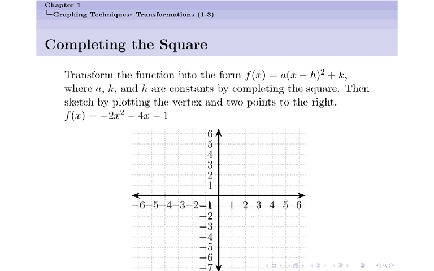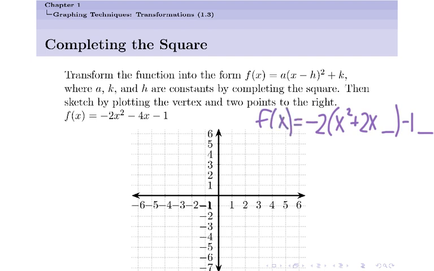When you're completing the square with an a value that's not equal to 1, remember you have to factor that out first. So you factor out your a value, you're left with x squared. Negative 4x divided by a negative 2 is a positive 2x. You leave your space, bring down the minus 1, leave your space again. All right, now you need to figure out what to put here. Well, half of your new b squared. So 1 squared is just plus 1.